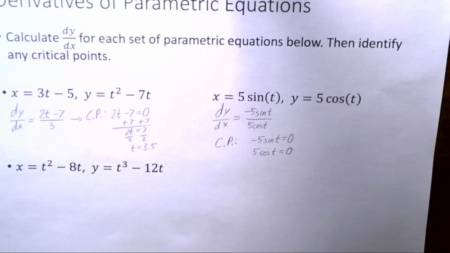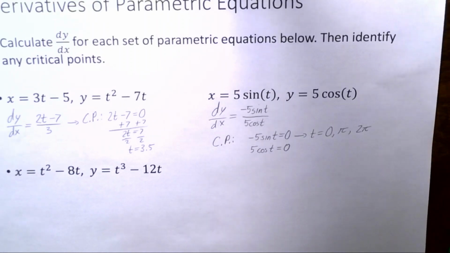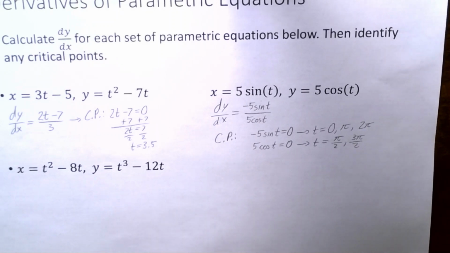From trigonometry, sine is 0 when t is equal to 0, pi, and 2 pi if we limit ourselves to the first rotation. Also, cosine is 0 when t is equal to pi/2 or 3 pi/2, again if we limit ourselves to the first rotation. And from that, we have identified our critical points. The third example is omitted here for time. It will be shown in the notes posted on Canvas.